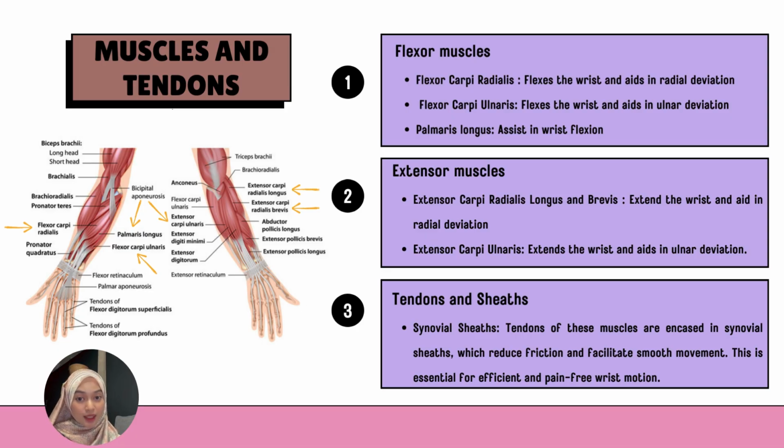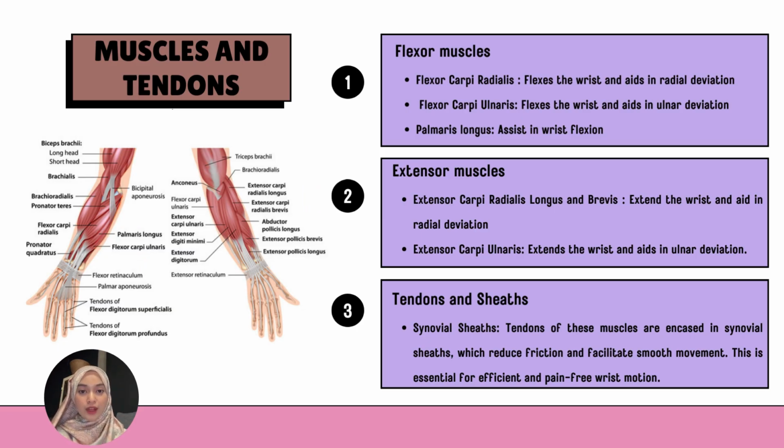So, what exactly is muscle? Muscle is a body tissue consisting of long cells that can contract and produce motion. Next, we move to the muscles. There are two types of muscle, which are flexor muscles and extensor muscles.